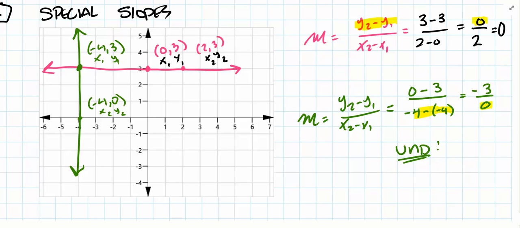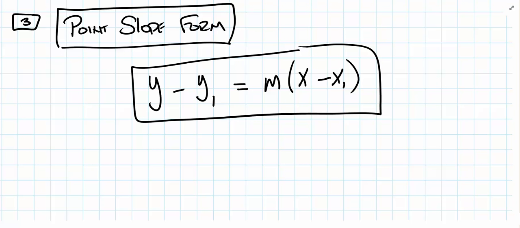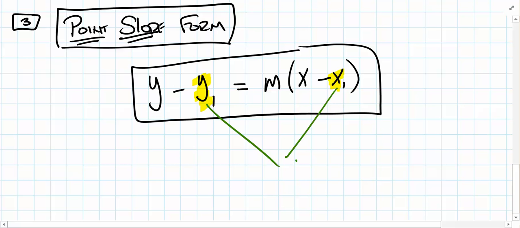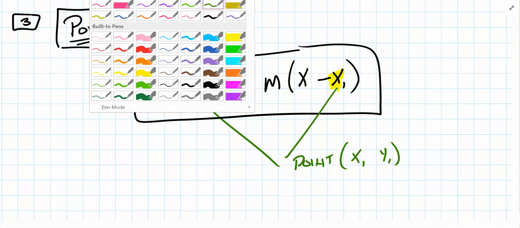You guys on board? Point slope form is super useful because when you are given a point and a slope, this is the one that you're going to use. When you're given a point and a slope, you use that. Now, let me tell you about all these parts here, okay? The y1 and the x1 represent your point. Whatever point you've been given, it'll always be in the form of x1, comma, y1. What does m represent? Obviously the slope.